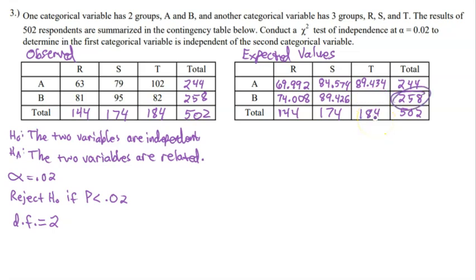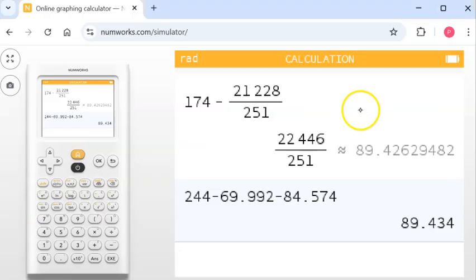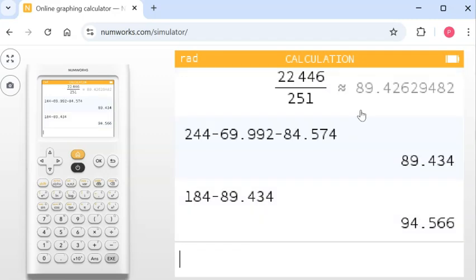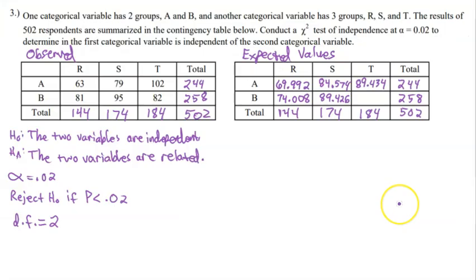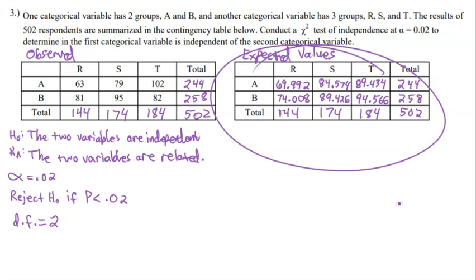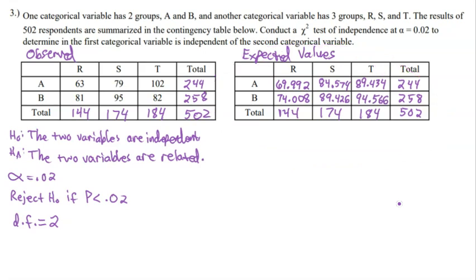I can either do 258 minus these two numbers, or I can do 184 minus this number. Let's do 184 minus the previous answer, and that gives us 94.566. Okay, now we have our expected values table. That was step 3. Now moving on to step 4, we're going to identify our chi-square critical value.